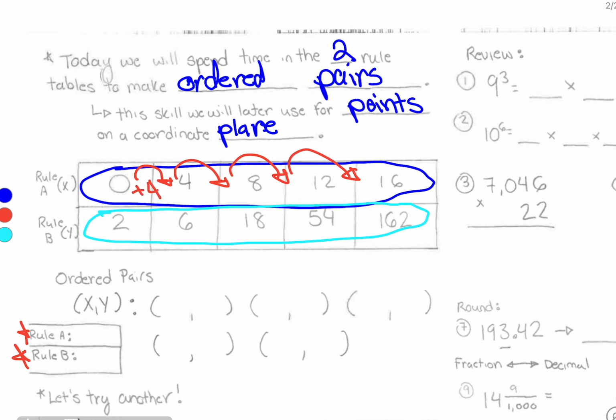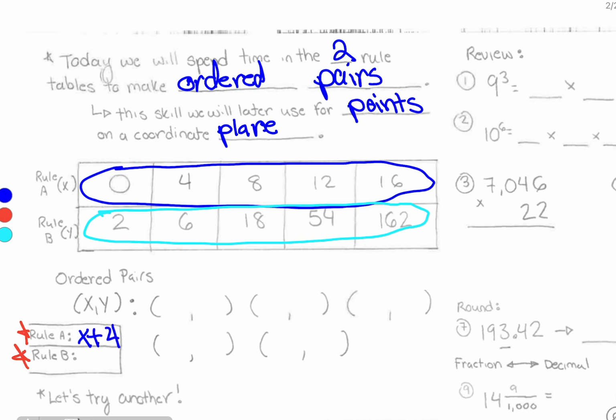0 plus 4 gives me 4. 4 plus 4 gives me 8. 8 plus 4 gives me 12. 12 plus 4 gives me 16. So that would work. So I figured out my rule for rule A. Whatever my x numbers are, I'm going to add 4 to it.